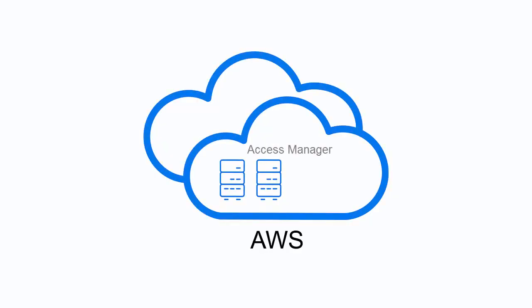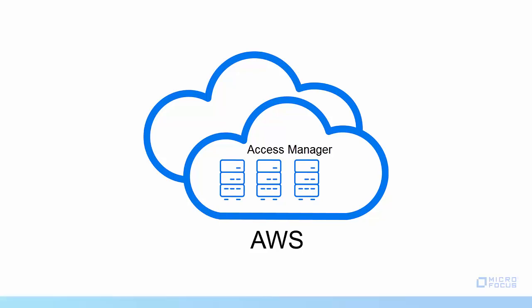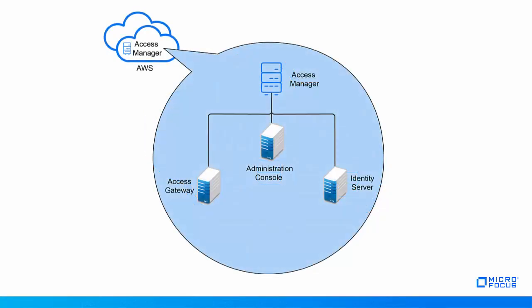This video explains autoscaling Access Manager on Amazon Web Services, or AWS. When Access Manager is deployed on AWS, you can configure EC2 autoscaling for Access Gateway and Identity Server.